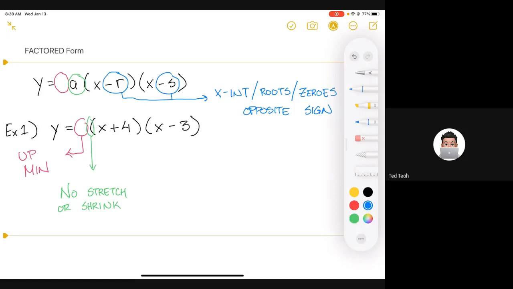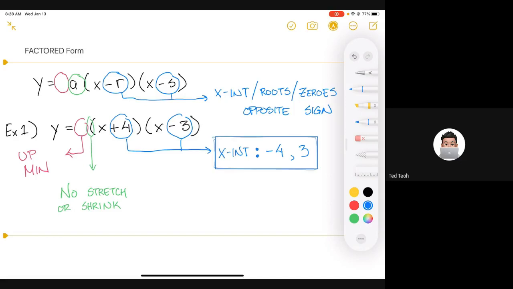The last thing they're going to ask you is to find the roots, or they'll say find the X-intercepts. So I'm just going to take the numbers inside the bracket. And we just have to remember the rule. It's going to be the opposite sign. When I write the X-intercepts, I can't write them as two numbers with brackets like the way I wrote the vertex. I just have to write the two numbers out. So the opposite sign is going to be -4 and +3. And those are going to be my X-intercepts for this question.